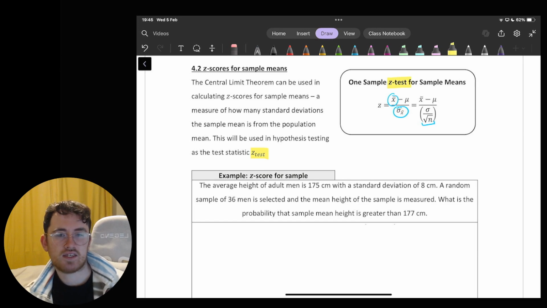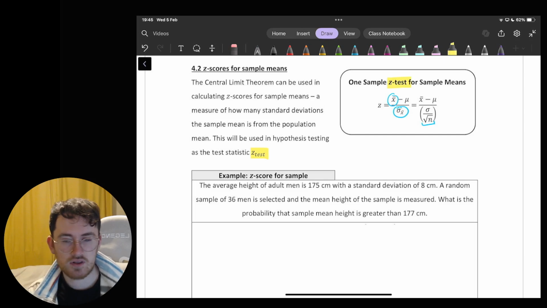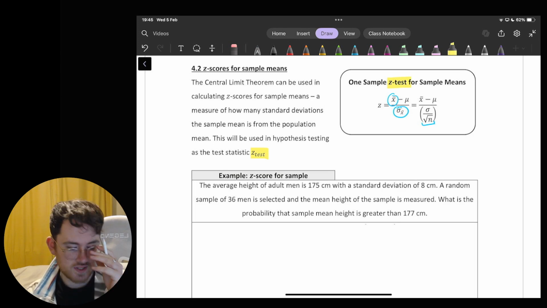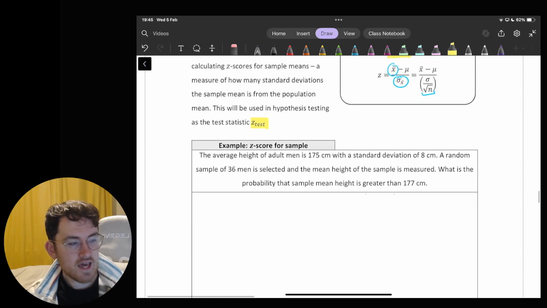Whereas if it's, what's the probability the sample height is greater than this, then that's going to be using this formula here. So you look at what you have in the formula. If there's mention of sample, you're going towards this one. But let's see how this applies in some actual questions here.